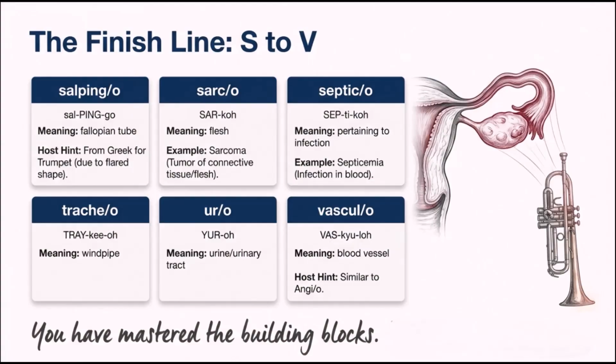Emia means blood condition. Trachea. Windpipe. Tracheotomy. Incision into the windpipe. Uro. Urine or the urinary tract. Giving us urology. The study of the urinary tract. And the very last one, vasculo. Blood vessel. Very similar to angio. And the adjective is vascular. Pertaining to blood vessels. And we did it. That's the entire list. Wow, that was a marathon, but those are the absolute building blocks.